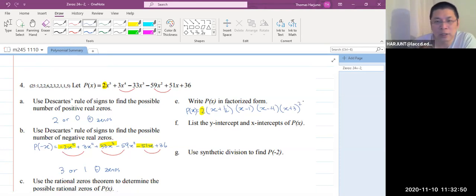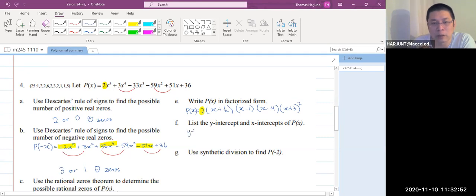List the y-intercept and x-intercept. The y-intercept will be 0, 36. The x-intercepts are negative 1/2, 0, negative 3, 0, 1, 0, 4, 0.